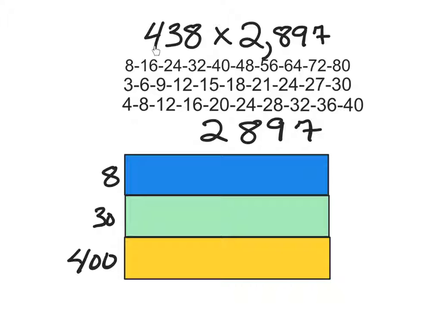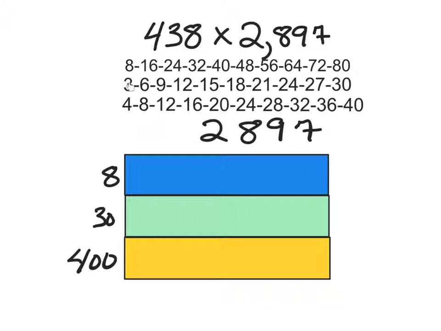And here we go with 438 times 2,897. First of all, I wrote my counting by the numbers for the 4s, the 3s, and the 8s. I took the 2,897 and plugged it right up on top of my 3 area boxes here. And then I broke the 438 into 400 plus 30 plus 8. Let's rock and roll, my friends.